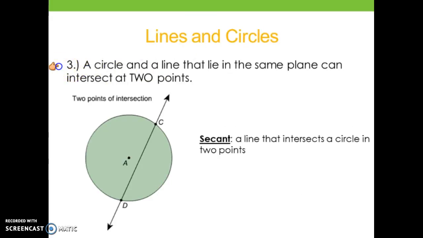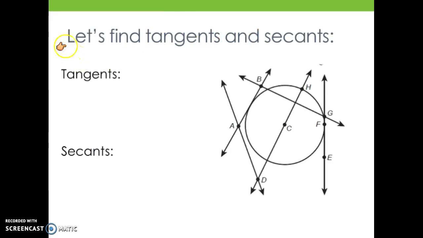The third scenario is a circle and a line that lie in the same plane can intersect at exactly 2 points. So there's 2 points of intersection. So we have line CD intersecting circle A at point C and point D. We call that a secant line. So a secant is a line that intersects a circle in 2 points. And if you notice, any secant includes a chord. So CD would be a chord of circle A, but it's part of a line, and that line is called a secant line. So let's find tangents and secants.